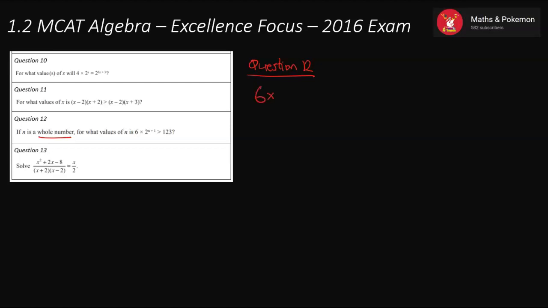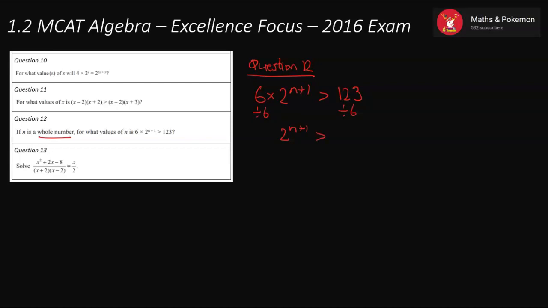So 6 times 2 to the power of n plus 1, when is that greater than 123? So first step here, I know it's not going to be a fun question, but the whole number there does give me a bit of an idea. But I'm going to start by simplifying first. Well, there's no way I'm getting that 6 to have a base of 2. So what I'm going to do is move it to the other side as division. So I'm going to divide by 6, and I've then got 2 to the power of n plus 1.